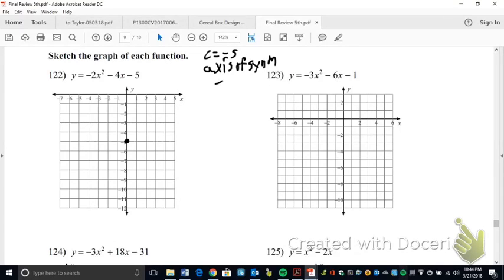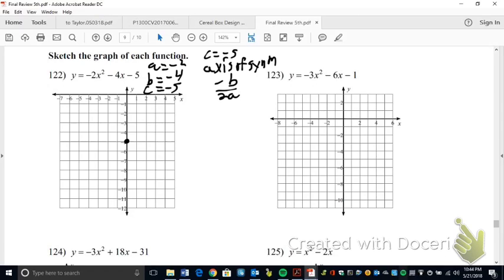Remember, this is the line that the parabola, how do we know it's a parabola? Because it's a square function. And that axis of symmetry is the line over which the parabola would be able to kind of fold onto itself. Negative b over 2a. Well, here, a is the coefficient of x squared, negative 2. b, the coefficient of x, is negative 4. And c is the constant, negative 5.